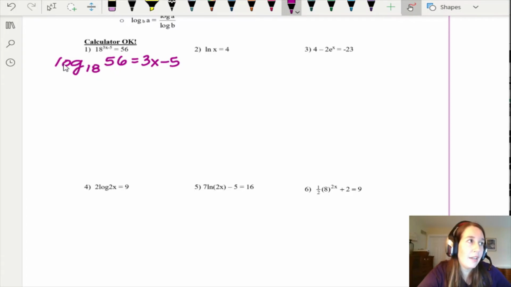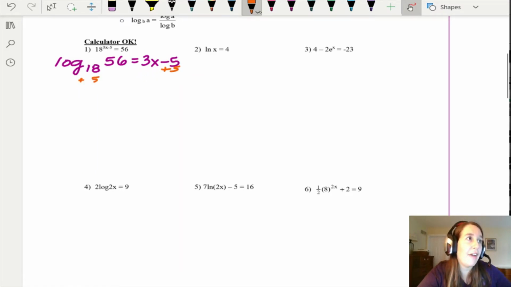On this side, log base 18 of 56. That's a number for our calculator. So that's not something that we have to worry about either. It's just a simple number. All right, so we're going to need to solve for x. So let's add the 5, and then we're going to divide by the 3, right?